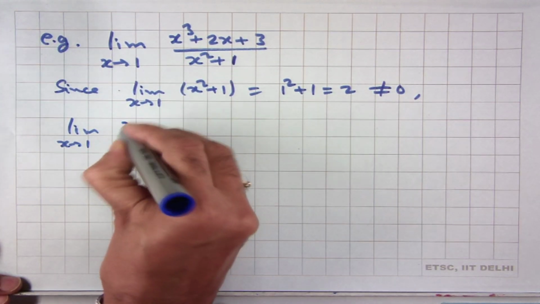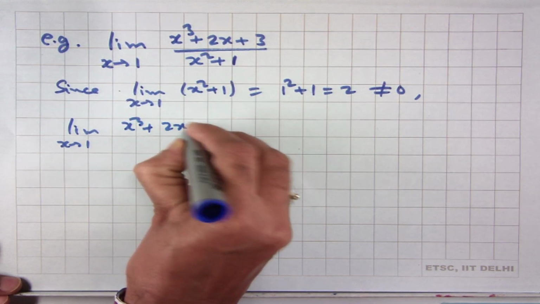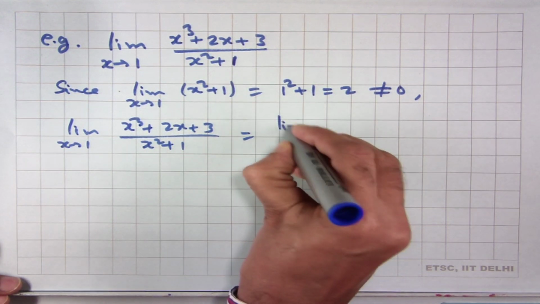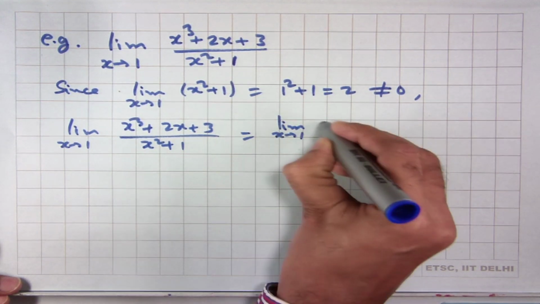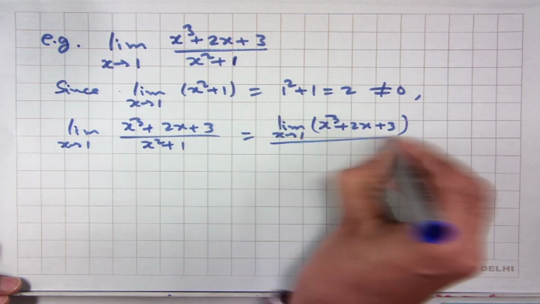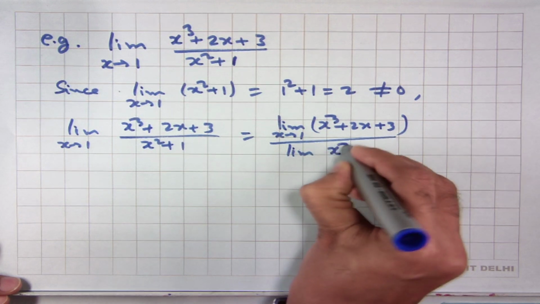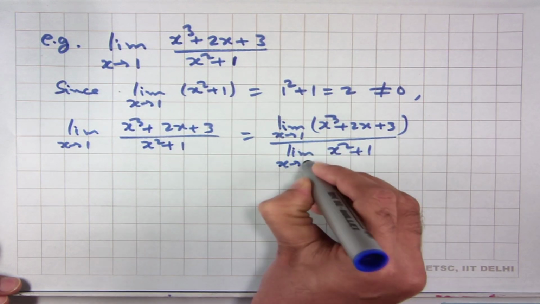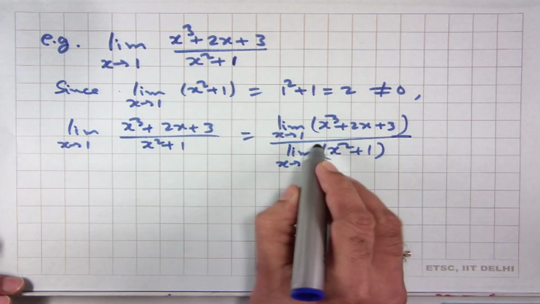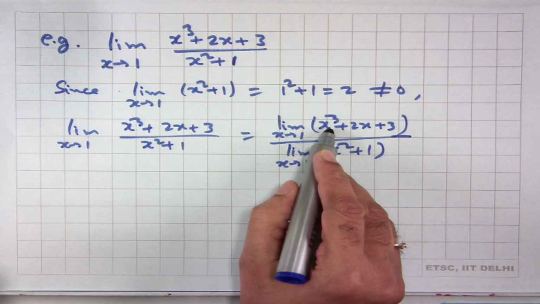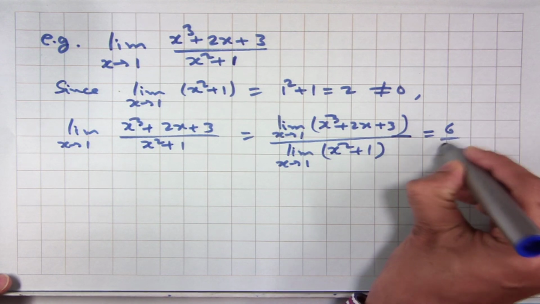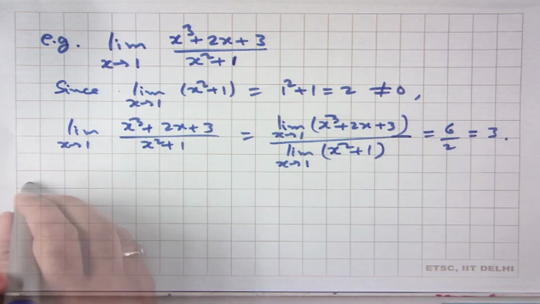Therefore, the limit as x goes to 1 of x cube plus 2x plus 3 by x square plus 1 is simply the quotient of the limits, and now both are polynomials. So, we know that we just need to evaluate it. So, at x equal to 1 we get 1 cube plus 2 plus 3, this is 6, divided by 2. So, this is 3.